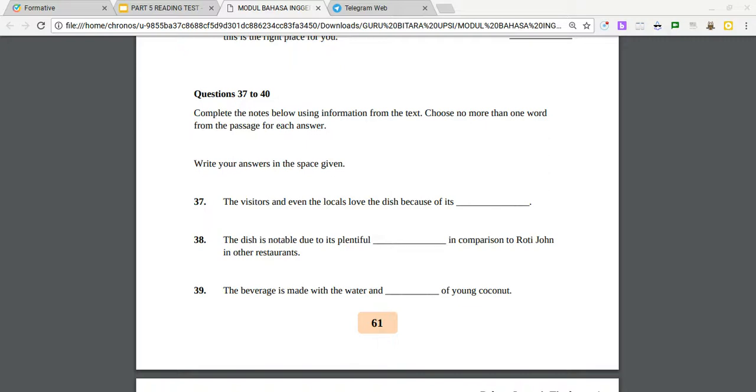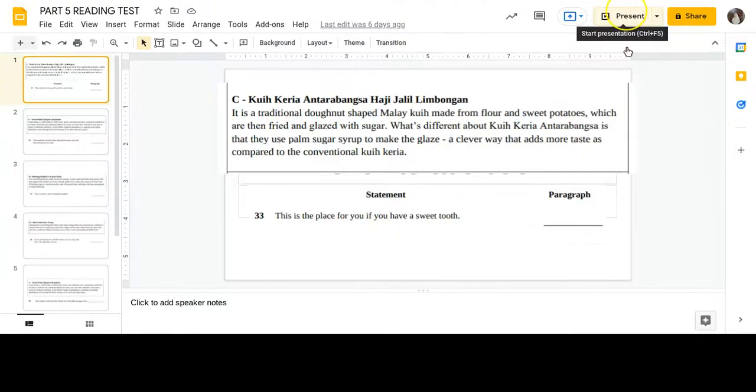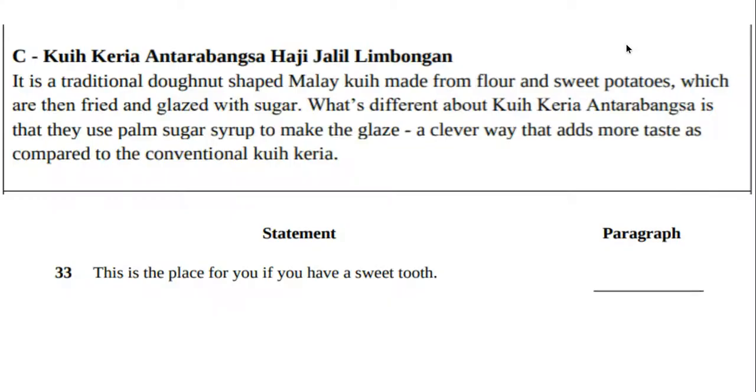Now, let's try to answer the first question for part 5, so that you can have a bit of guide before you answer all of the questions in the module that I will give you later. So let me present the screen first. Now, here, for the first question, question number 33.